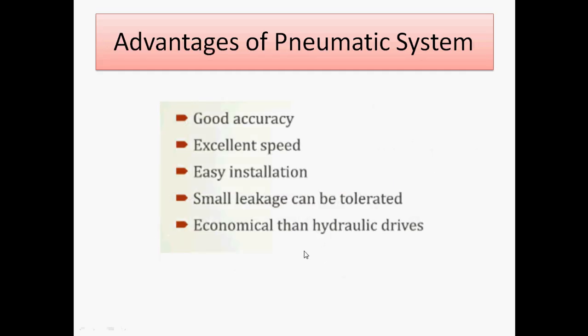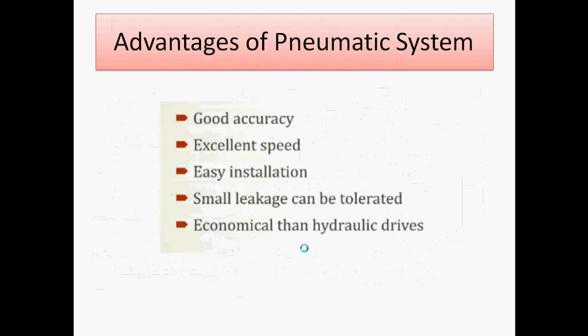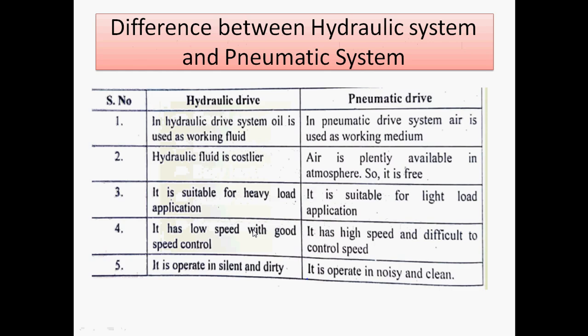Now we are going to discuss the advantages of the pneumatic system. There is good accuracy, excellent speed, easy installation, small leakage can be tolerated, and it is more economical than hydraulic drives. But although these are the advantages, there are also some disadvantages. A pneumatic system is not suitable for heavy duty applications. It is impacted by dirt particles, so the system can collapse because dirt particles enter the system, then the compressor jams. That is the disadvantage of the pneumatic system.